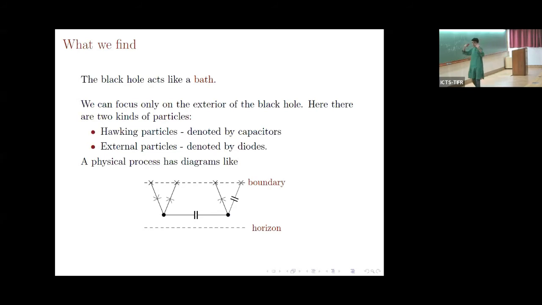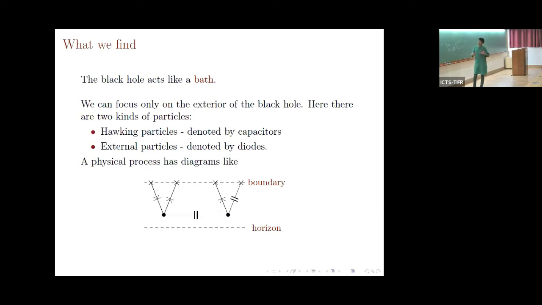You can treat the black hole as a bath, and you can treat all the particles outside this black hole as an open system, and you can integrate out the bath. Another more interesting statement that we find is that you can focus only on the exterior of the black hole. You can completely forget about the interior, and you can do all your calculations in the exterior of the black hole.